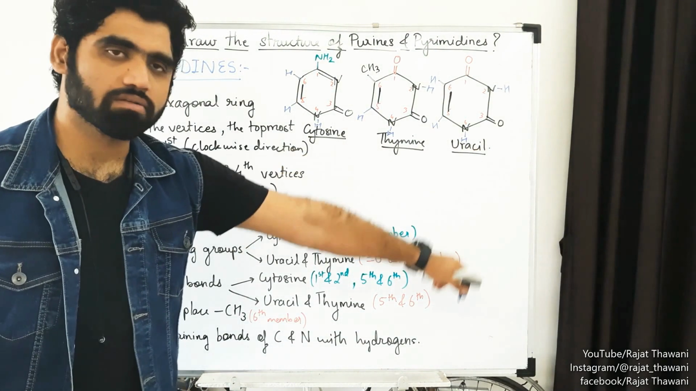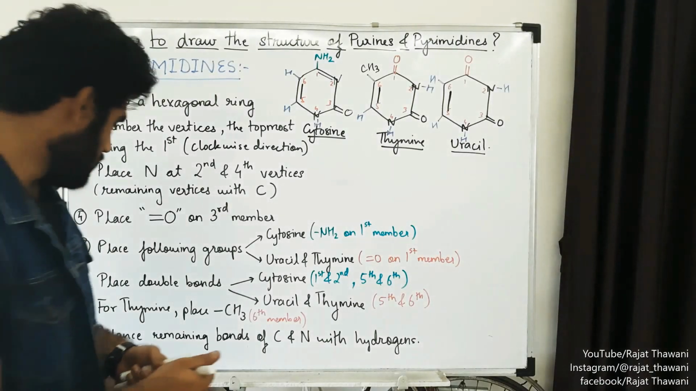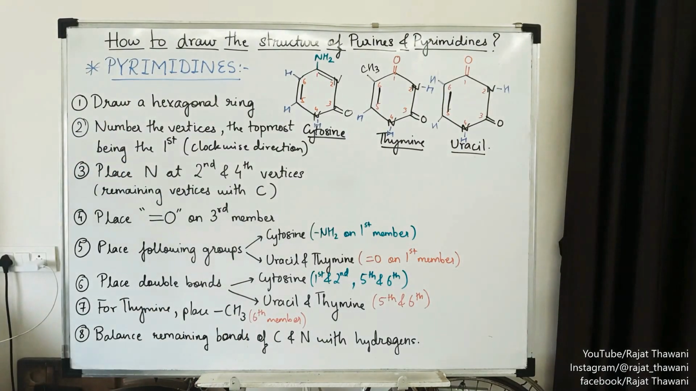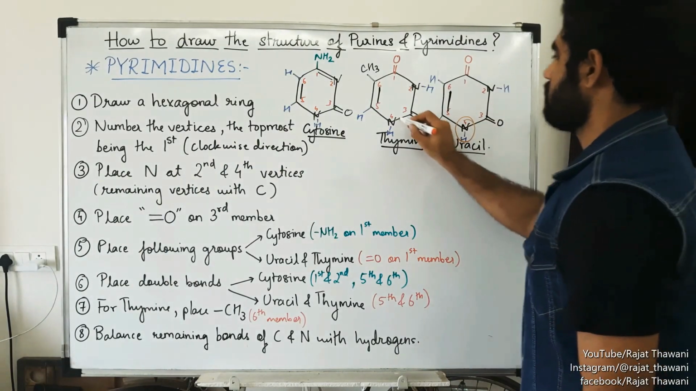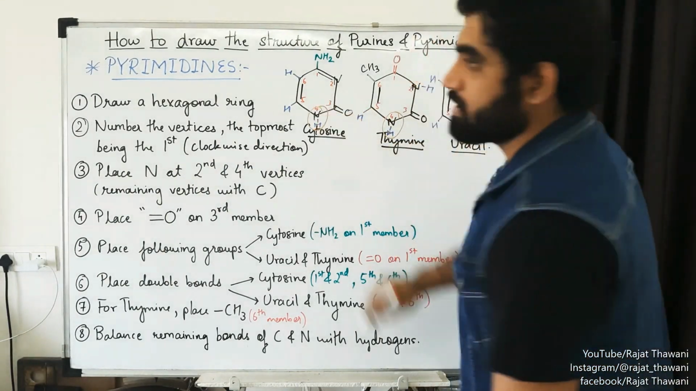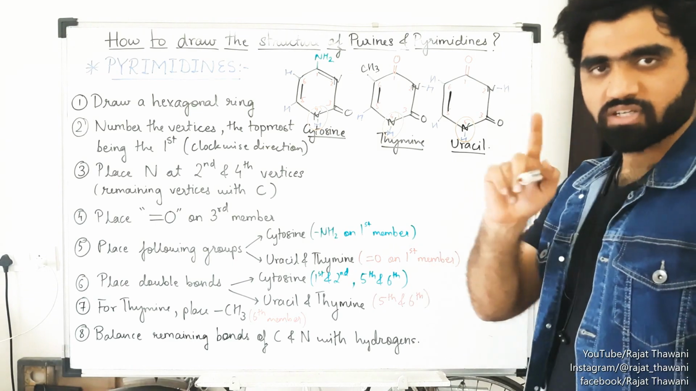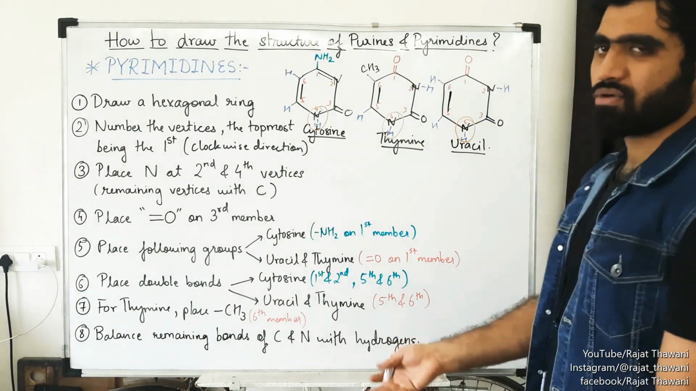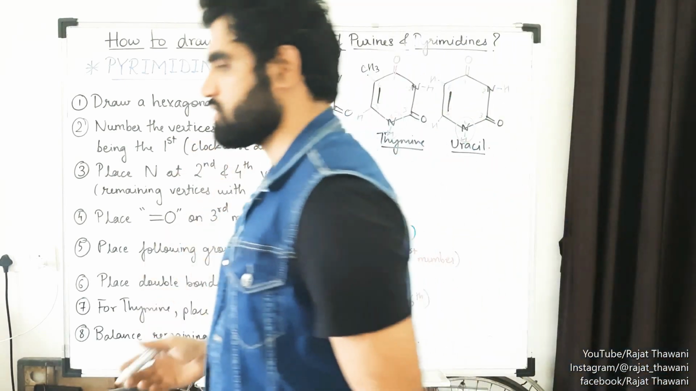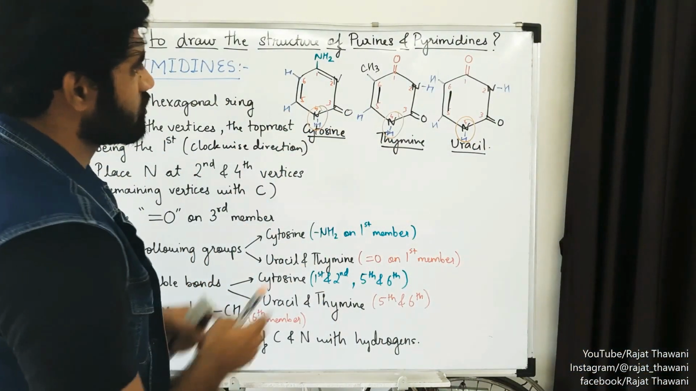Cytosine, thymine, uracil. Easy. And if you notice, these are the points where the attachment of the first carbon of the pentose sugar takes place for formation of a nucleoside initially. When phosphate attaches, that time it forms a nucleotide. So these are the structures.